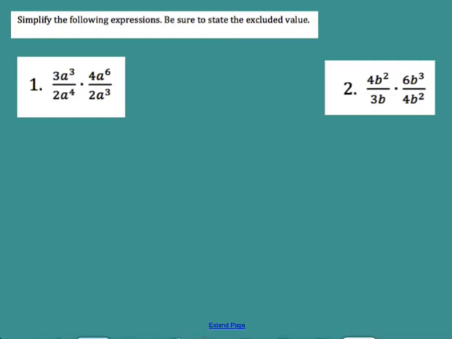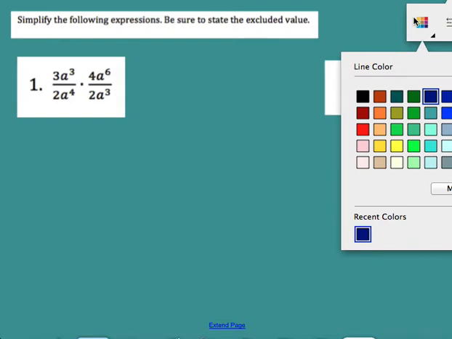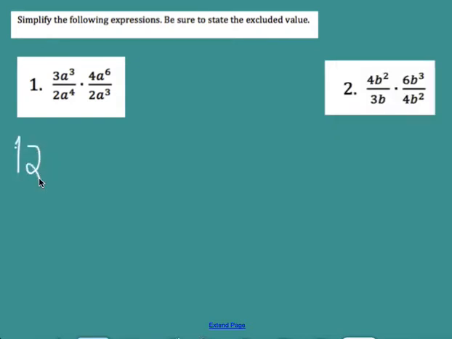What we're going to do is multiply the top out. So we multiply the 3 times the 4. Well, 3 times 4 is 12. Now remember, when you're multiplying things of like bases, you need to add the exponents. So a to the third times a to the 6 is going to give us a to the 9. On the bottom, 2 times 2 is 4, and then a to the fourth times a to the third is going to be a to the 7. So we're going to go ahead and simplify this now.